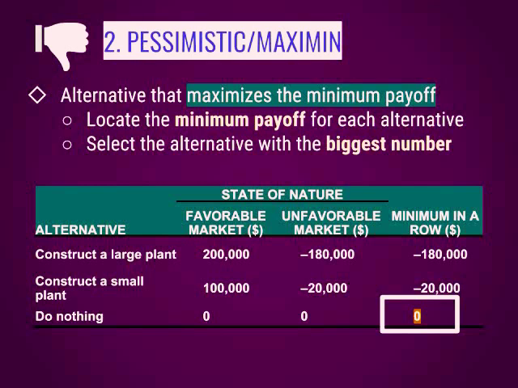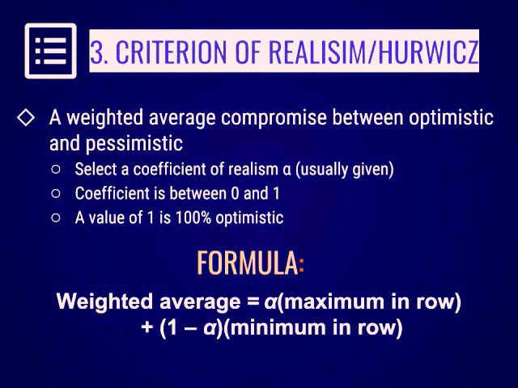The third one is the criterion of realism or Hurwitz. It is a weighted average comprised between optimistic and pessimistic. To get the decision, first, we select a coefficient of realism or alpha. This is usually given in the problem. The alpha needs to be any number between 0 and 1. Please take note that if alpha has a value of 1, it is 100% optimistic.